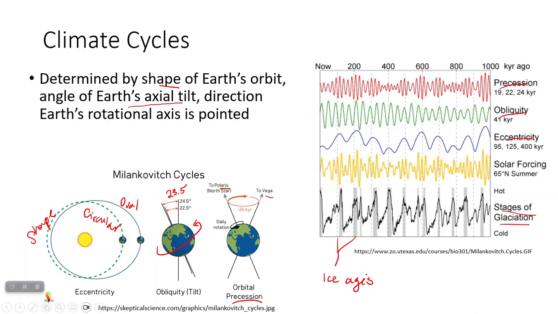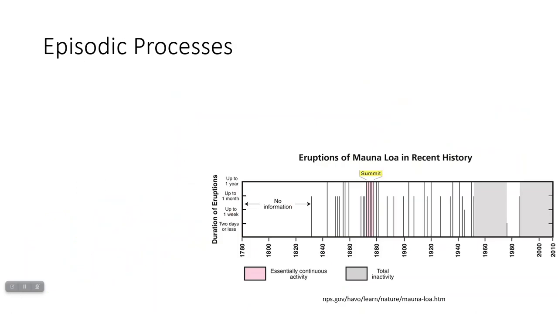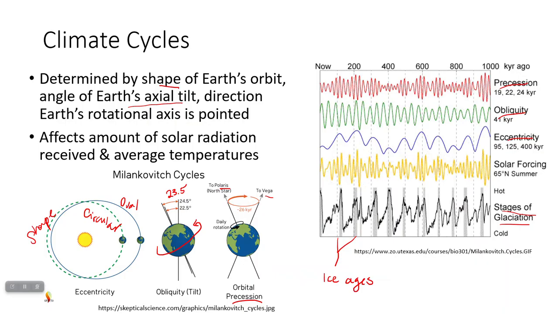So based on how our orbit is, whether it's circular or elliptical, what our axial tilt is, and also what direction the Earth's axis is pointed, that will affect how much solar radiation we're getting, and that can cause us to either enter an ice age or that can cause us to enter a warming period. And there are very regular cycles of this that can be seen through evidence that we'll talk about later in this lesson.